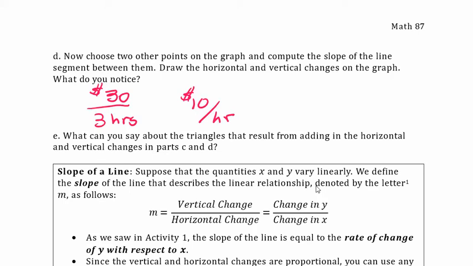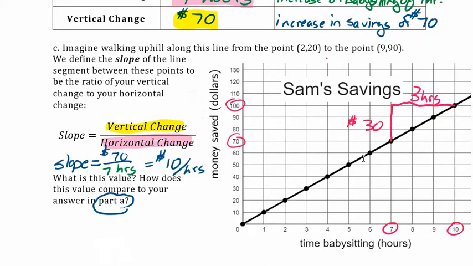All right? What can you say about the triangles that result from adding the horizontal and vertical changes in part C and D? This question came up also in section 4.3. Let me put that other triangle in that went from 2, 20 to 9, 90, the one that I erased. Let's put that back in. All right, what can we say about these 2 triangles here, the blue triangle and the pink triangle here? Oh, it's hard to draw straight lines with this.